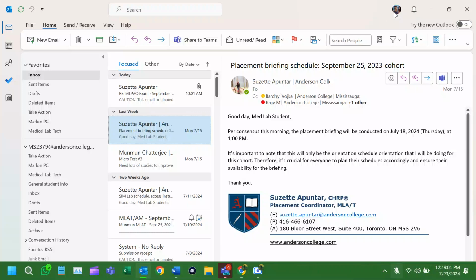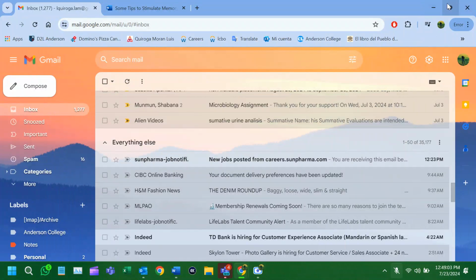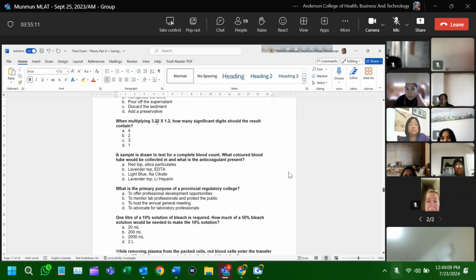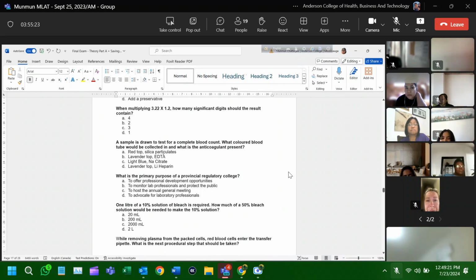When multiplying 3.22 times 1.2, how many significant digits should the result contain? You guys do the calculation, see the result, and then write out how many significant digits it should have. So that you know, I'm just giving an example of how questions may come.